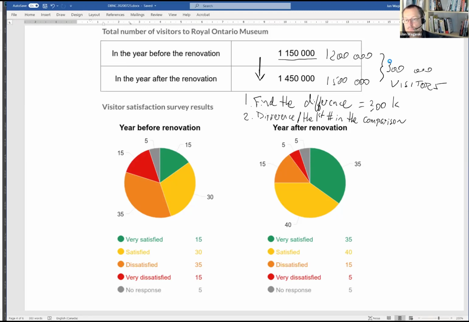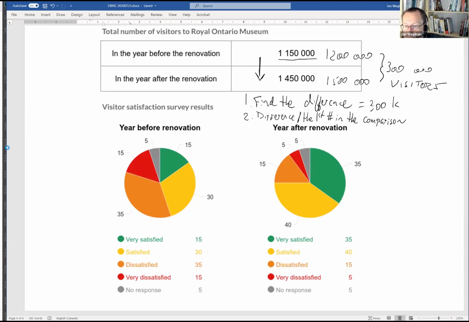So we want to know how many more people showed up after the museum was renovated. So we have to find the difference from the first number. Like if something costs $100 initially, and then it goes up in price by $20 to $120, we're not interested in the difference between 20 and 120, but 20 and 100, right? So 20 is a fifth of 100, so it's gone up by 20%. So in this case, find the difference.